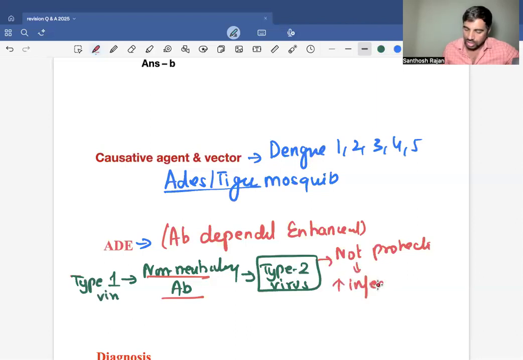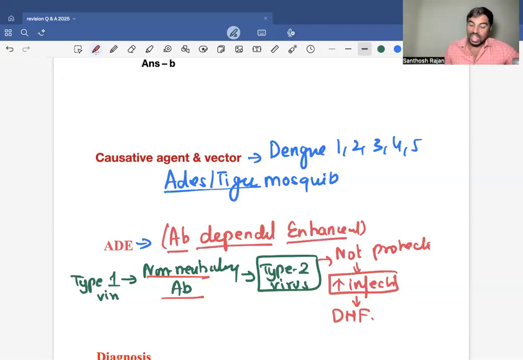It's increasing the infection, which is one of the main reasons to go to what? We have dengue hemorrhagic fever. That's it. Okay, this is called antibody dependent enhancement. So this second serotype uses this non-neutralizing antibody and increases the infection instead of decreasing it. That's why we have hemorrhage.